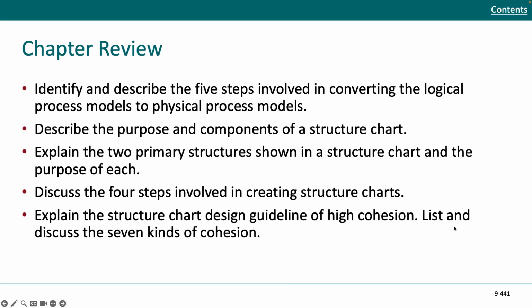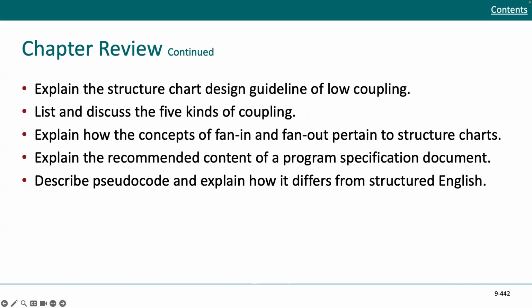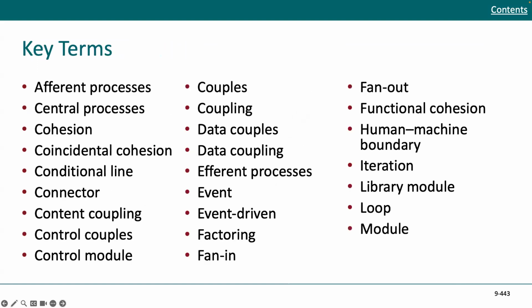And we looked at listing and discussing the 7 kinds of cohesion from good to bad. We explained the structure chart design guideline of low coupling. We considered listing and discussing the 5 kinds of coupling. We explained how the concept of fan in and fan out pertain to the structure chart. We explained the recommended content of our program specification document, and we also described the pseudocode and explained how it differs from structured English and gave a brief example of what that looks like.